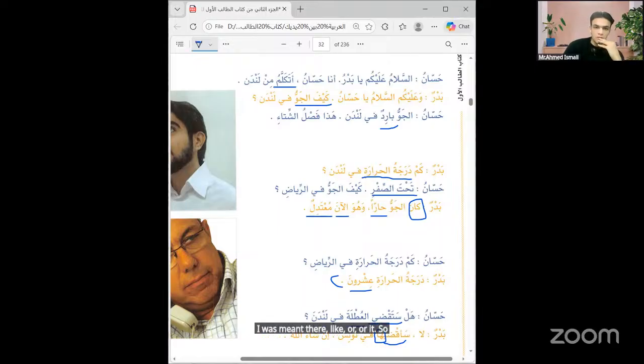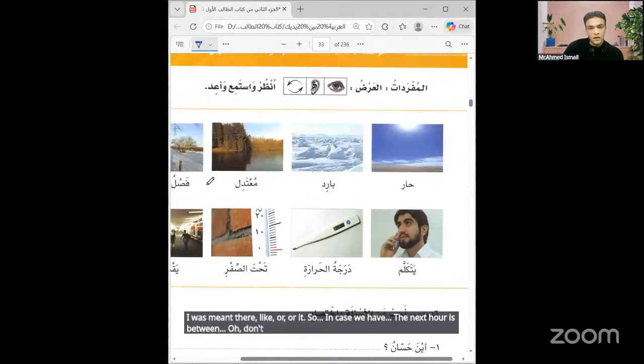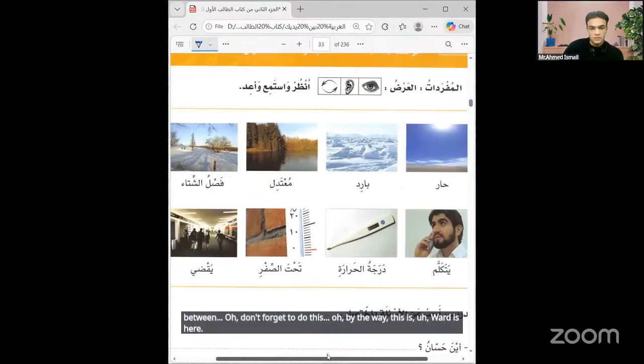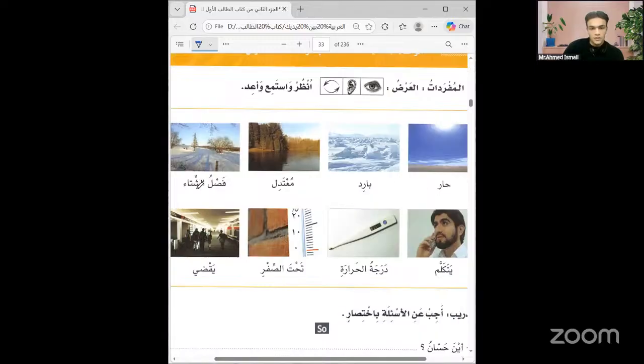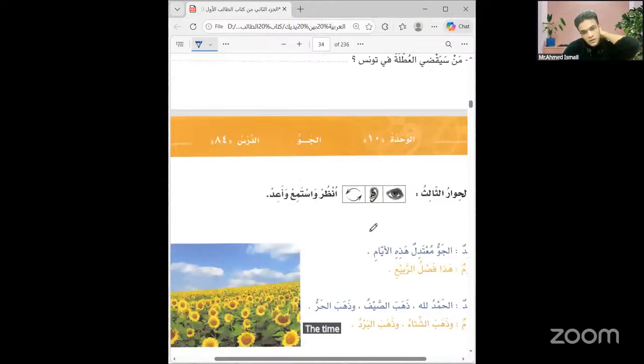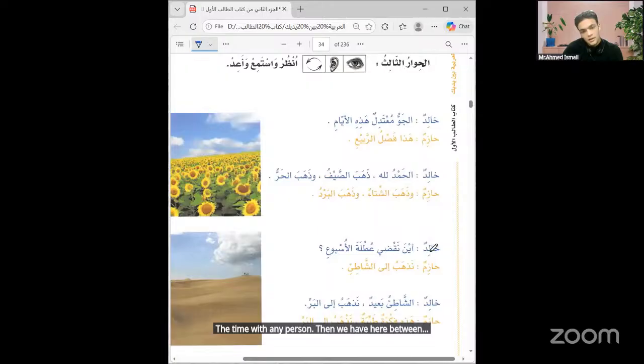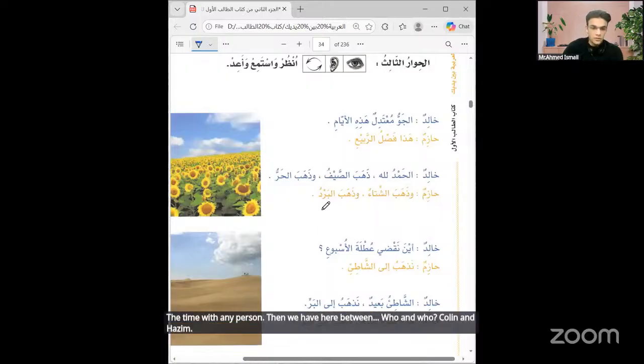So next we have the next حوار. Oh, by the way, this is a word here. So حار, بارد, معتدل. فصل الشتاء. يتكلم, speaking or talking. And درجة الحرارة, temperature. And then we have تحت الصفر, under zero. And then we have يقضي, to spend the time with any person. And then we have حوار between who and who? Khalid and Hazim.